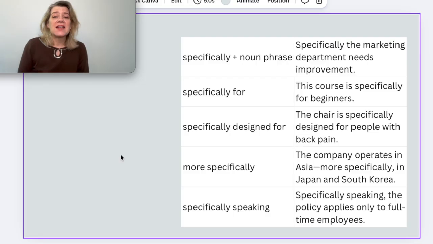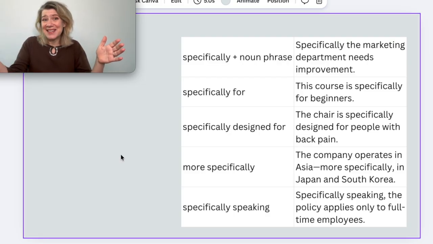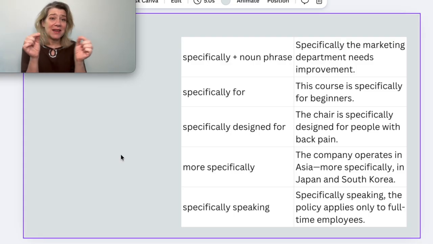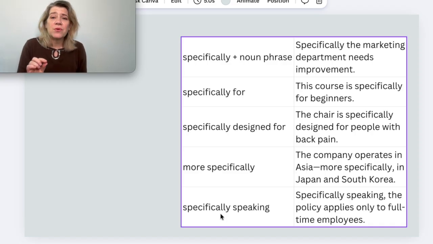Specifically speaking. Specifically speaking is a way that we might introduce a sentence to say we're zeroing in. We're making it point to the one. Specifically speaking, the policy applies only to full-time employees. We might say this phrase, specifically speaking, if we want to be very particular and highlight something.